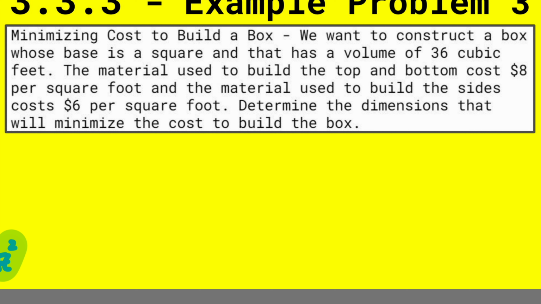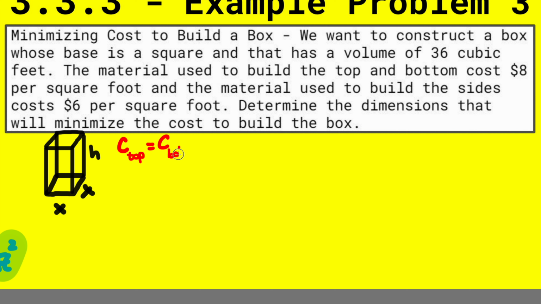So the first thing I'm going to do here is actually just draw this out. So the base of this box is a square. It's a square, so I wrote x by x on the bottom there. That's why there's 2 x's there. There's a height to this box, so I'm just going to put an h there. The material used to build the top and the bottom costs $8 per square foot. Okay, so let's see here. The cost for the top is equal to the cost of the bottom, which is equal to 8 times the area, because it says per square foot, so it's going to be 8x squared. So both of those are 8x squared.